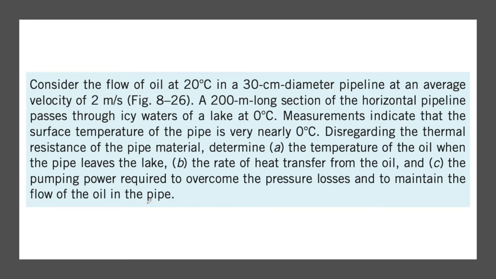Next slide. A 200-meter long section of the horizontal pipeline passes through icy waters of a lake at 0 degrees Celsius. Measurements indicate that the surface temperature of the pipe is very nearly 0 degrees Celsius. Disregarding the thermal resistance of the pipe material, determine A, the temperature of the oil when the pipe leaves the lake. B, the rate of heat transfer from the oil.